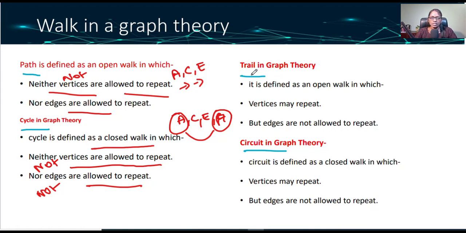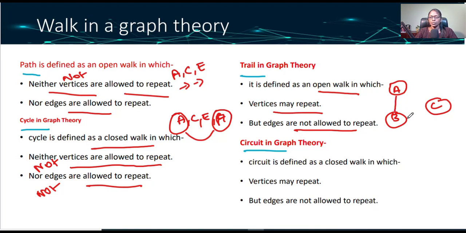And the next one is trail. A trail in graph theory is defined as an open walk in which vertices may repeat but edges are not allowed to repeat. So a trail means the vertices are allowed to repeat in a walk, but edges are not allowed to repeat. For example, here the vertex A is there, and vertex B is there, and C is there. If I want to travel from one vertex to another, you can see there are two edges.